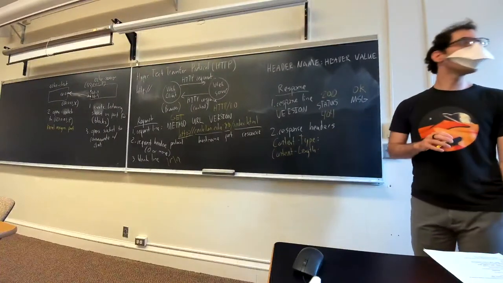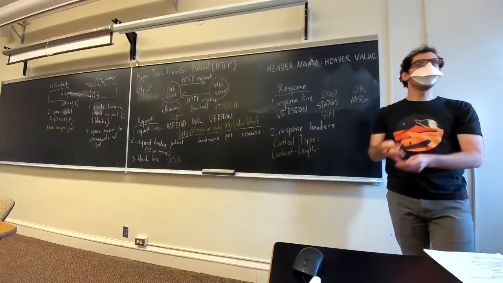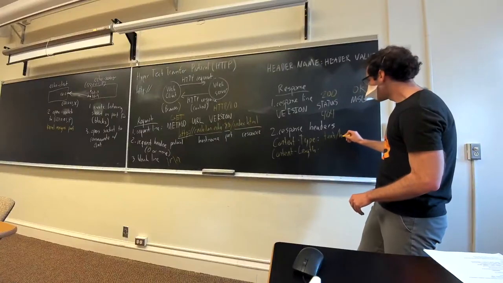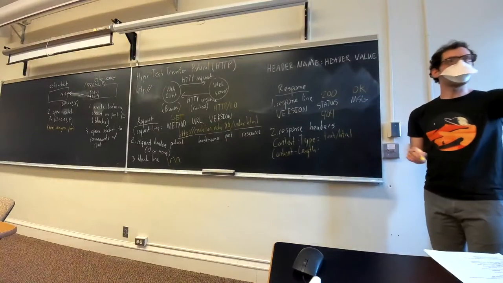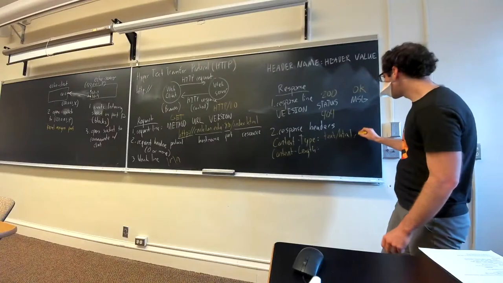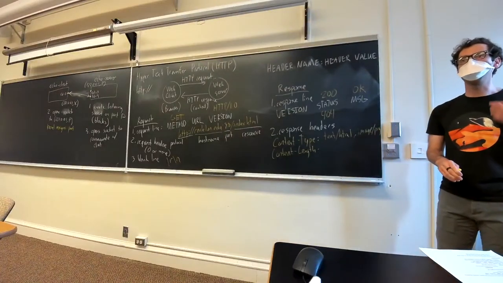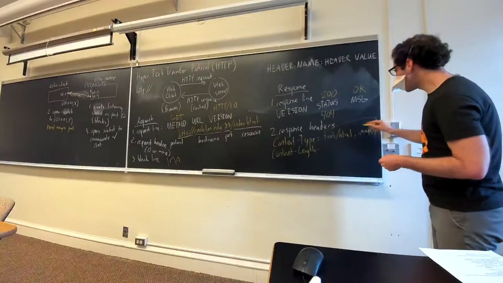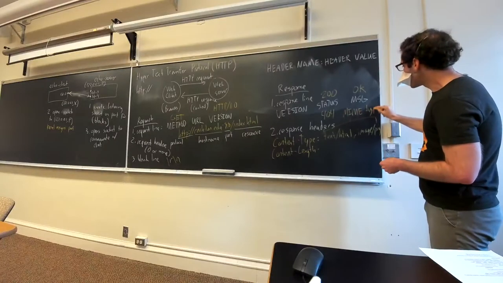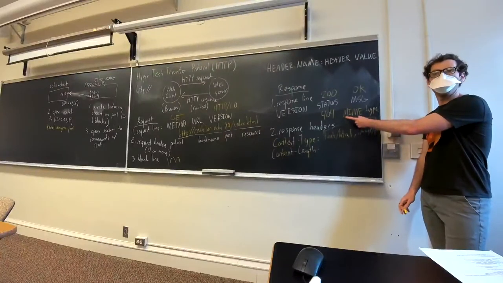So the content type is the server telling the client what type of data, what type of file it's sending back. This could be something like text/HTML if it's sending a web page back, or it could be something like image/PNG, to tell it I'm sending a PNG image back. These specific strings, text/HTML, image/PNG, are called MIME types, M-I-M-E.